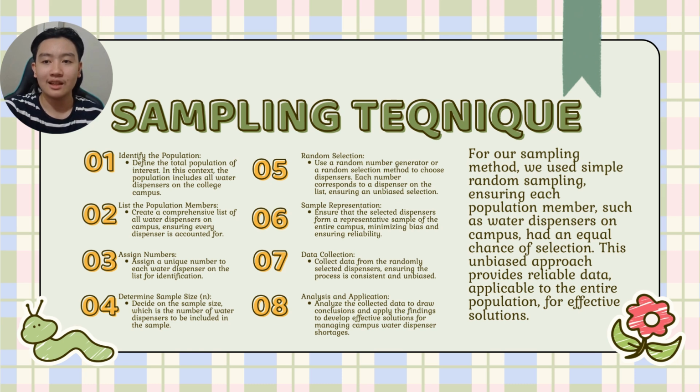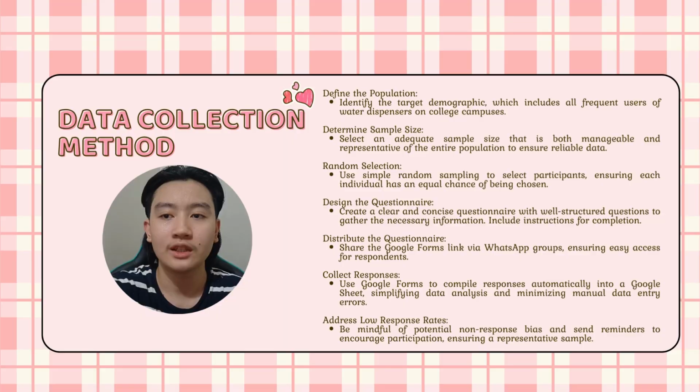For the sixth technique, sample representation. Ensure that the selected dispensers form a representative sample of the entire campus, minimizing bias and ensuring reliability. Then the seventh technique, data collection. Collect data from the randomly selected dispensers, ensuring the process is consistent and unbiased. And the last technique is analyze and application. Analyze the collected data to draw conclusions and apply the data collection method.